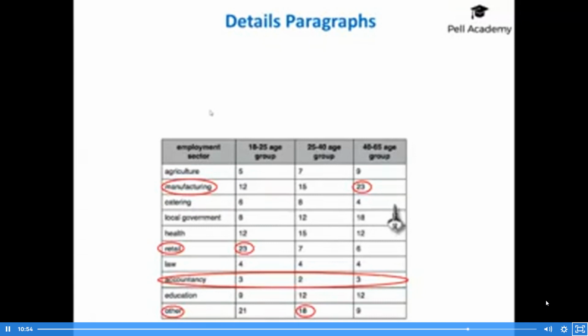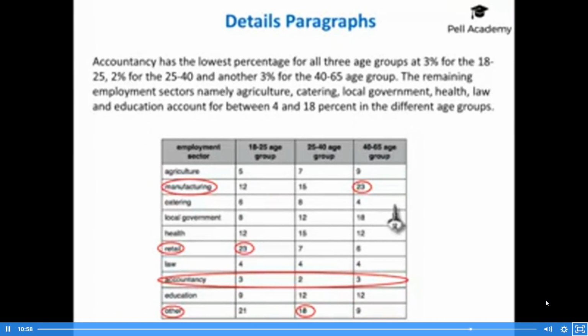So this is what I came up with for the final paragraph. Accountancy has the lowest percentage for all 3 age groups at 3% for the 18 to 25, 2% for the 25 to 40, and another 3% for the 40 to 65 age group. The remaining employment sectors, namely agriculture, catering, local government, health, law, and education, account for between 4 and 18% in the different age groups. So you can see that I've just mentioned them, I've said enough not to ignore them, and given the range for all of them together. So that means I've covered everything.